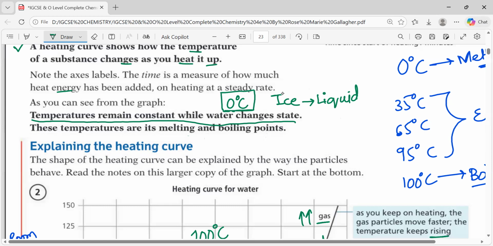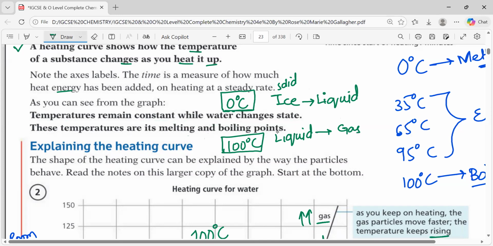So at 0 degrees the state is changing. The water was initially in the solid state. Now its state has changed into liquid water. So this statement is correct. Similarly, these temperatures are its melting and boiling points. For example, at 100 degrees, if we see what is happening, 100 degrees is also a constant temperature. At this point the liquid is converting into gas. Clear?